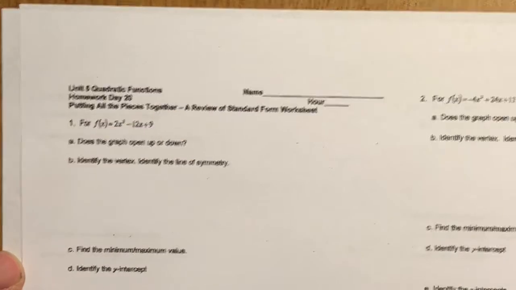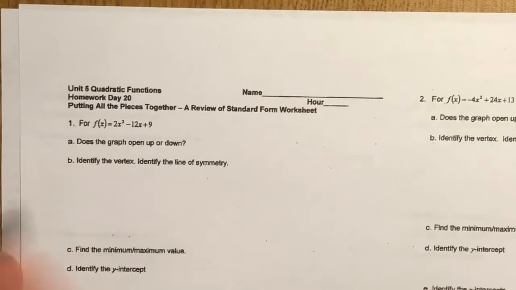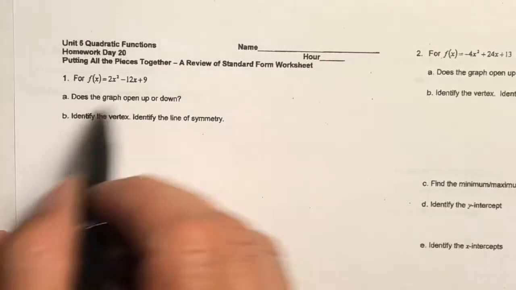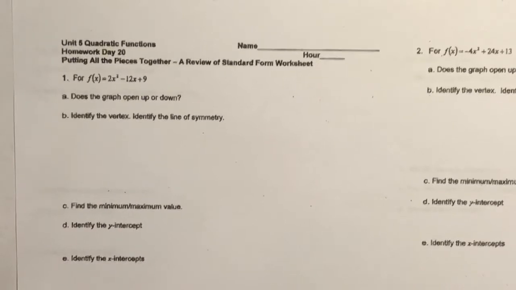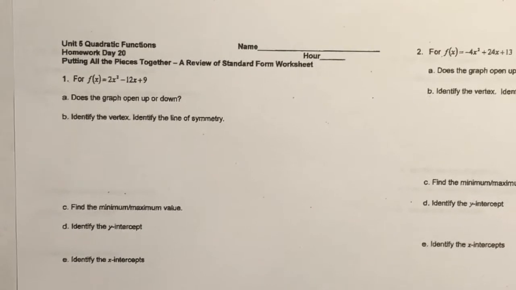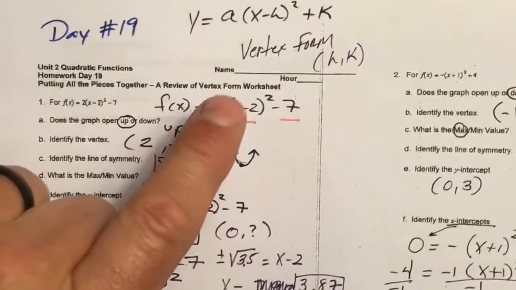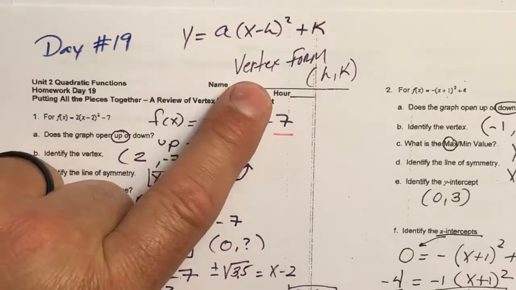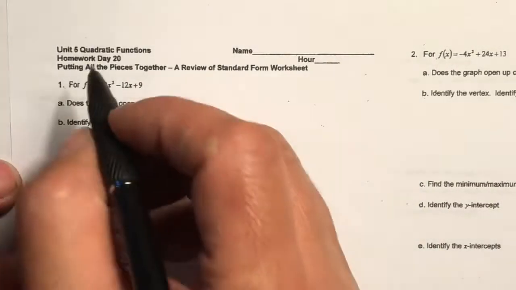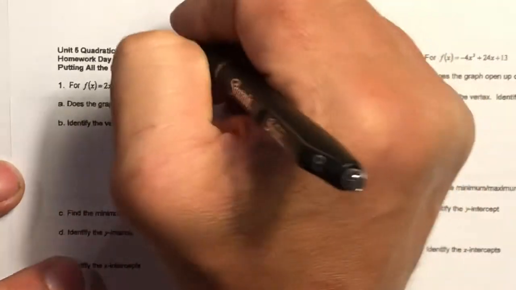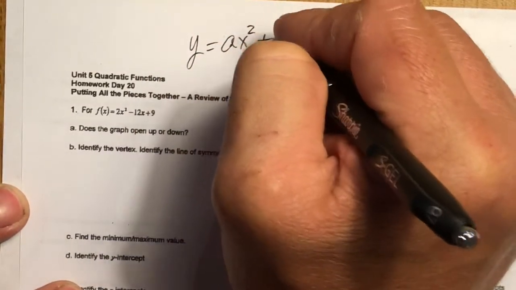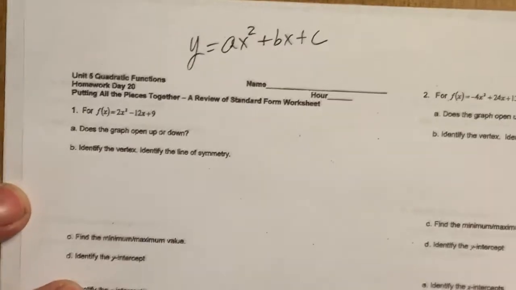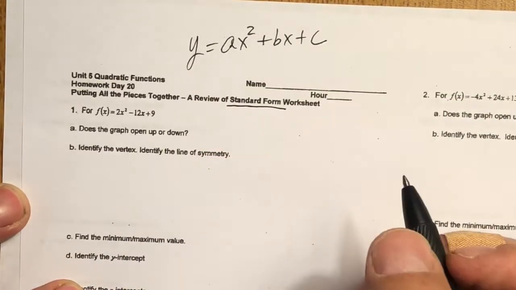So just like the last video, instead of going over the notes, since this is review, I thought I'd go through some of your homework questions to help you guys out here. So last assignment, if you guys remember, we did day number 19 and we worked with vertex form. Today for day 20, we're working with standard form, which is y equals ax squared plus bx plus c. Remember that's called standard form.